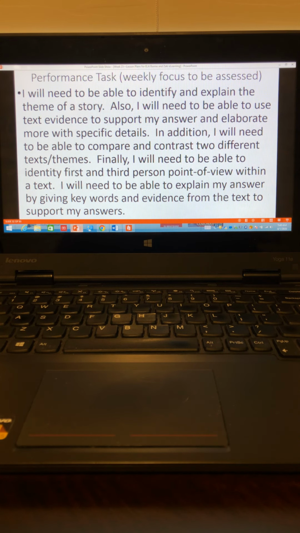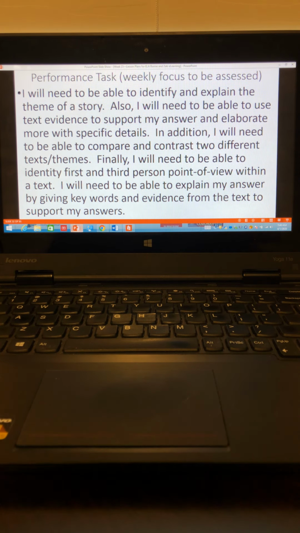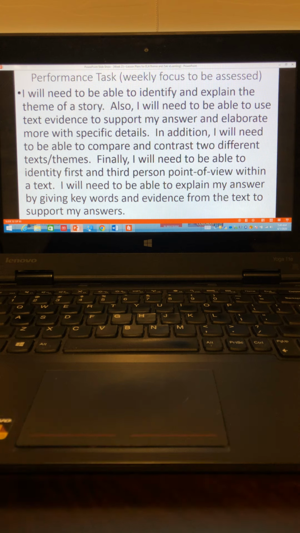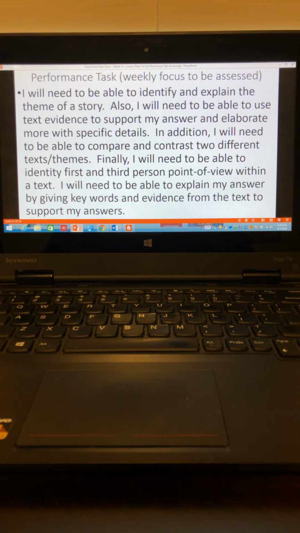Welcome to week 2, day 3 of our e-learning performance task. I will need to be able to identify and explain the theme of a story. Also, I will need to be able to use text evidence to support my answer and elaborate more with specific details. In addition, I will need to be able to compare and contrast two different texts or themes.